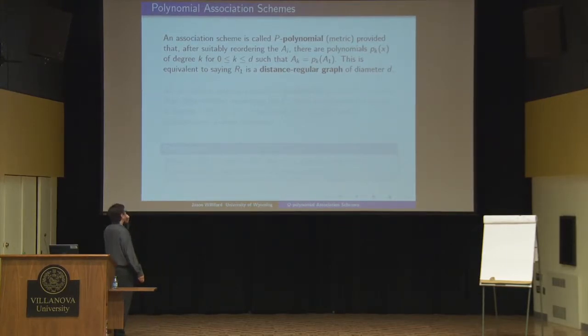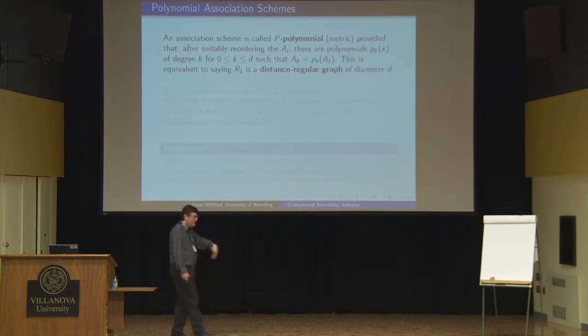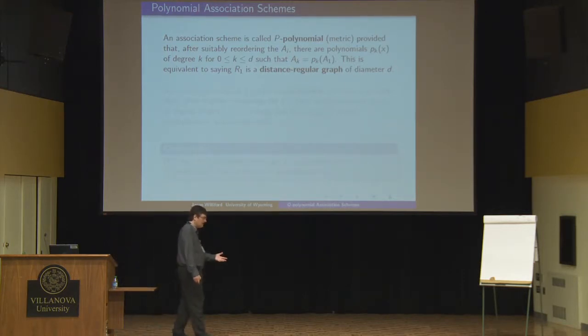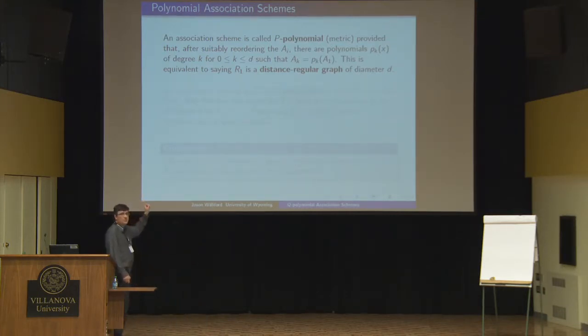So p-polynomial schemes, basically you have one matrix A1 that's generating the entire association scheme in a nice way. Now actually for A1 to just generate everything in terms of polynomials, you need it to have d plus 1 distinct eigenvalues, and that'll come up later. But p-polynomial has a slightly stronger criterion that you actually want Ak to be a degree k polynomial of A1. So you want the degrees to grow as nicely as possible.